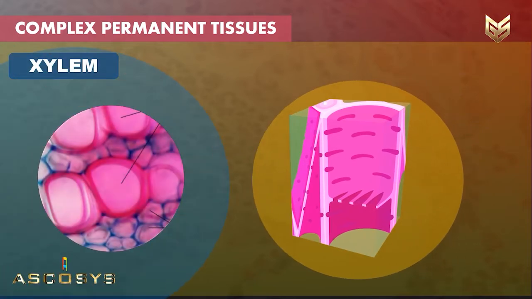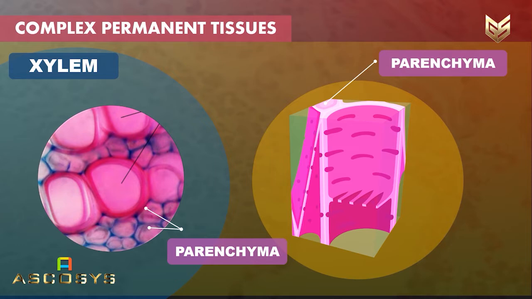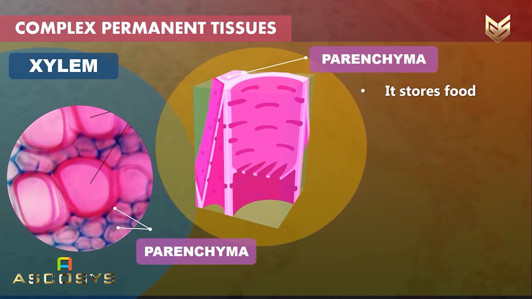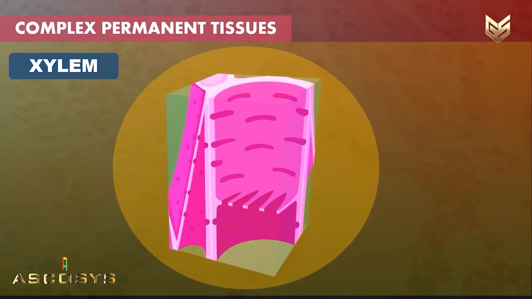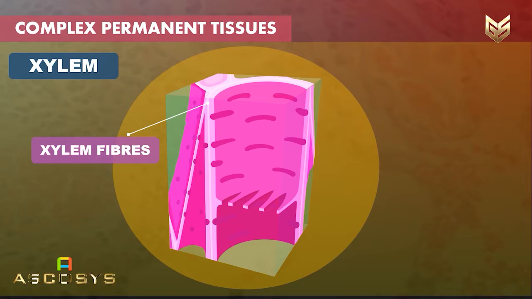And the next one is xylem parenchyma. This xylem parenchyma stores food, and it helps in the transportation of water horizontally in the plant. And the last one is the xylem fibers. This xylem fiber gives support in transportation. So this is about the xylem tissue.